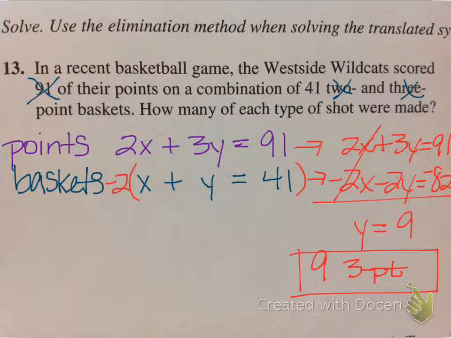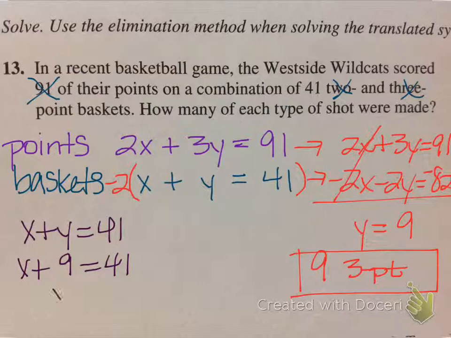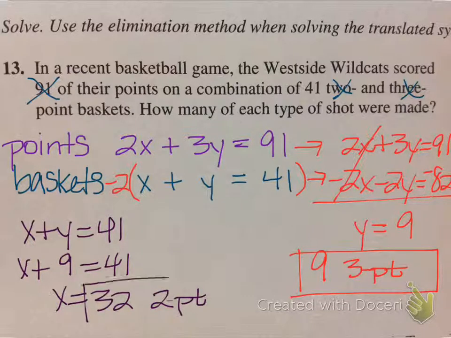Now we have to find how many 2-pointers. So I'm going to take one of my equations, x plus y equals 41, and I'm going to replace the y with the 9. Subtract 9 from each side, and that's going to give me 32. So it looks like I have 9 3-point and I have 32 2-point baskets. So there's my two answers, 32 2-pointers and 9 3-pointers.